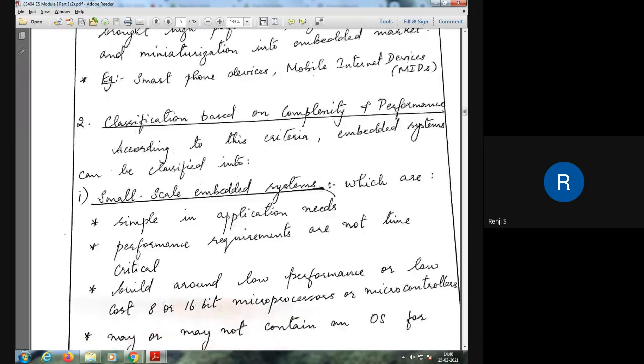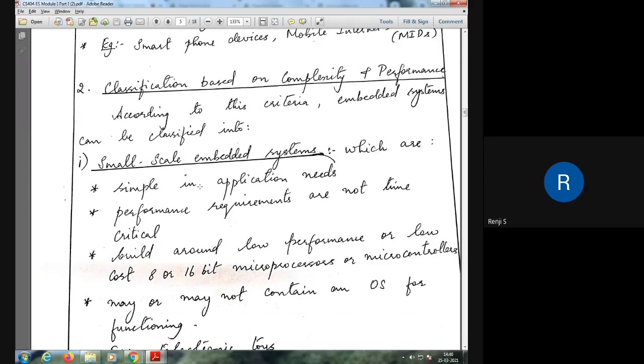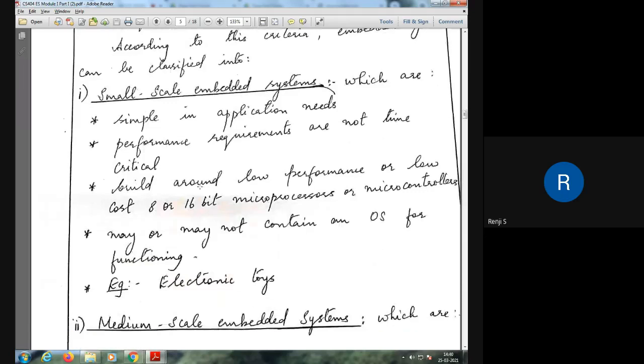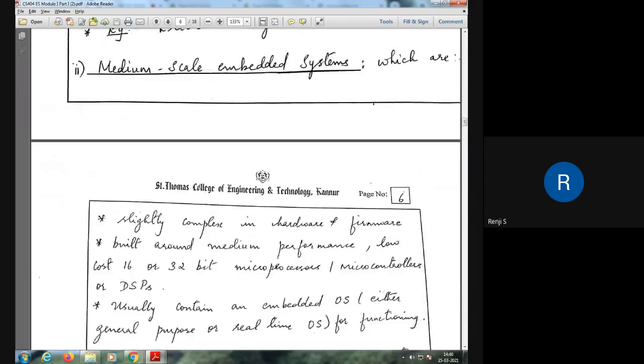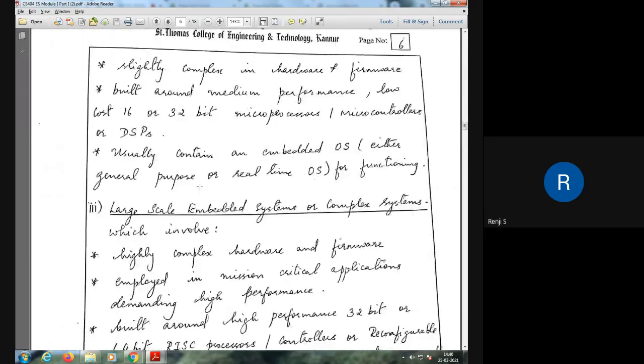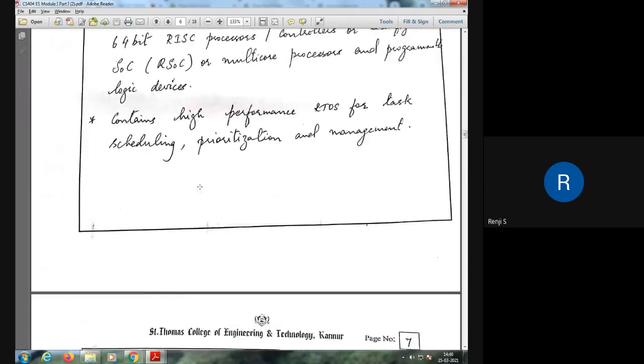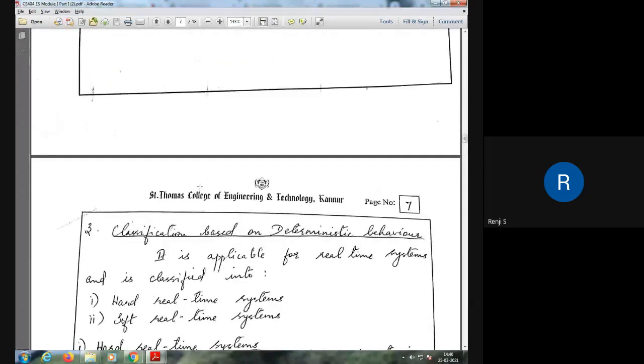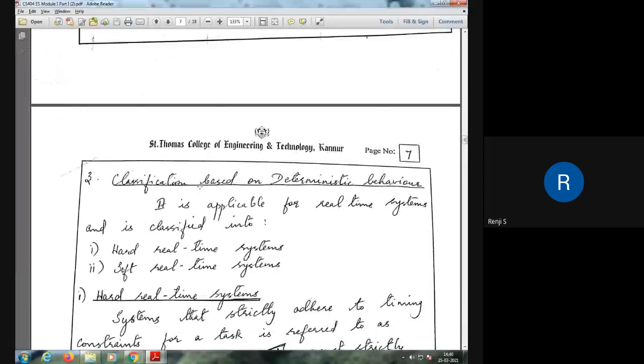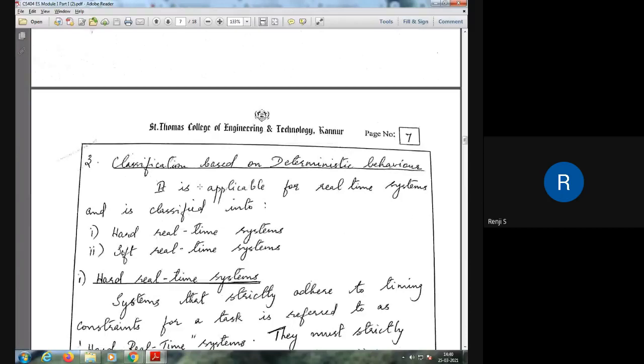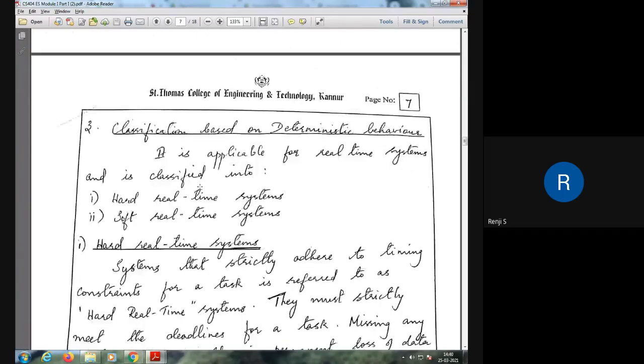And the second classification is based on complexity and performance. According to this criteria, embedded systems can be classified into small scale embedded systems, medium scale embedded systems, and large scale embedded systems. These were all discussed in the last classes. Then the third classification is based on deterministic behavior, and based on deterministic behavior, embedded systems can be classified into hard real-time systems and soft real-time systems.